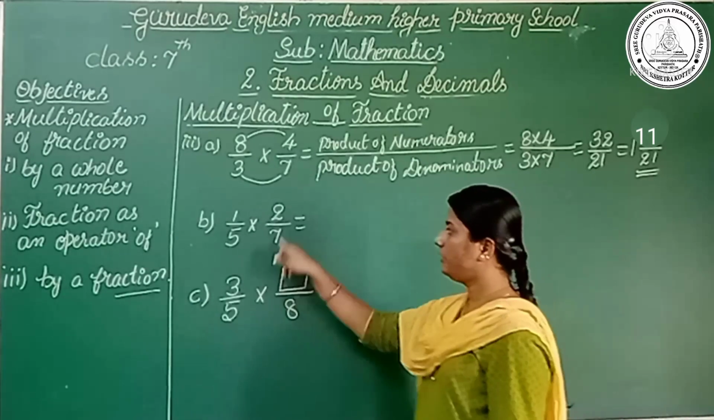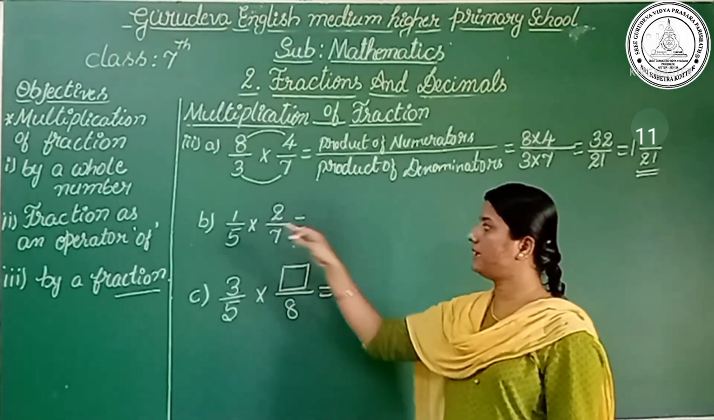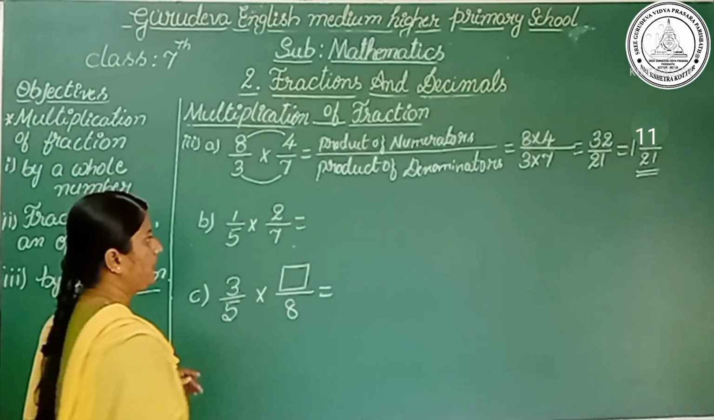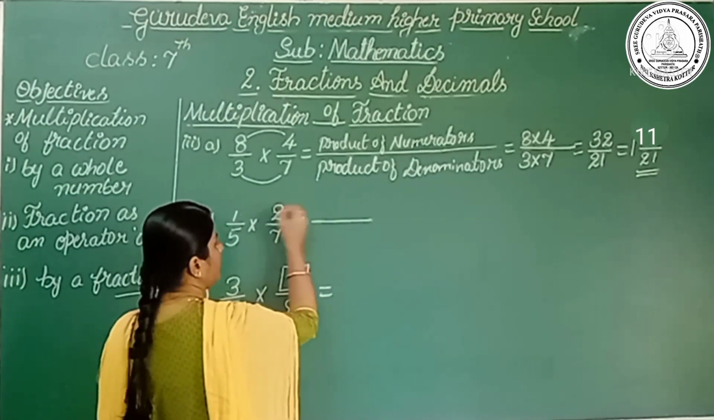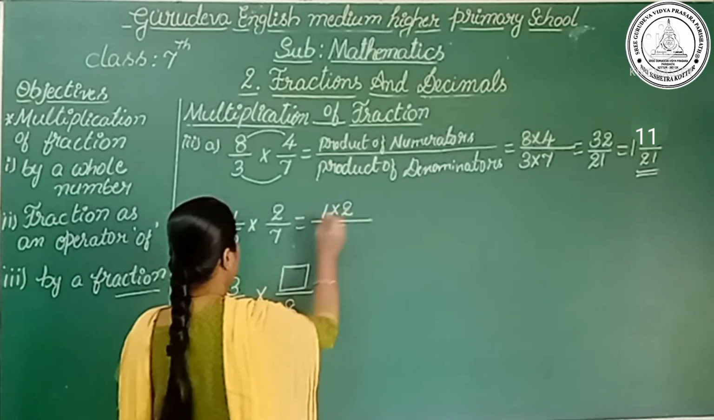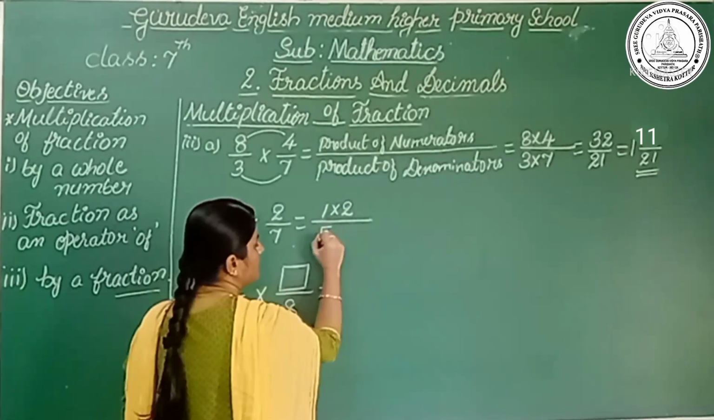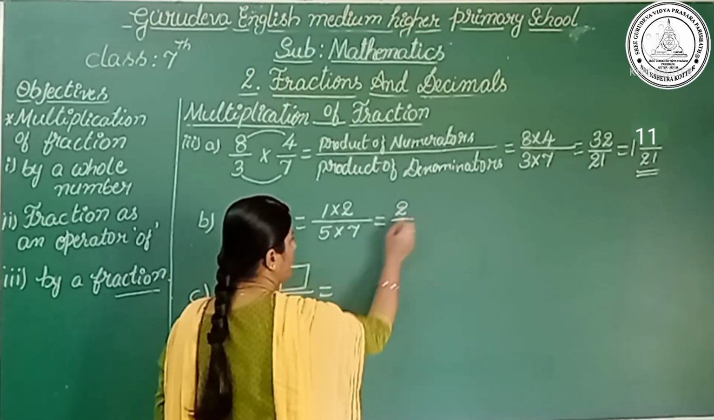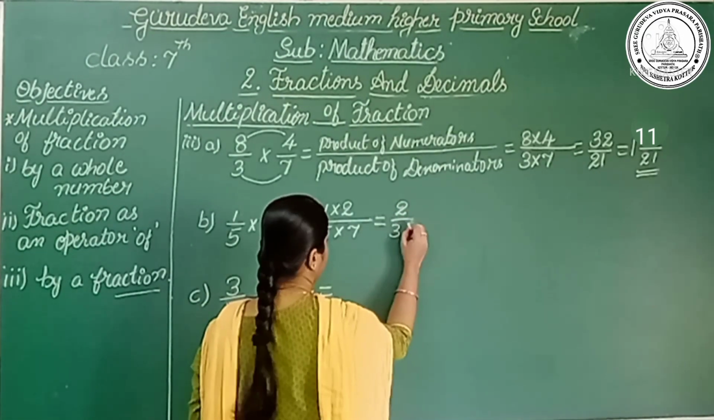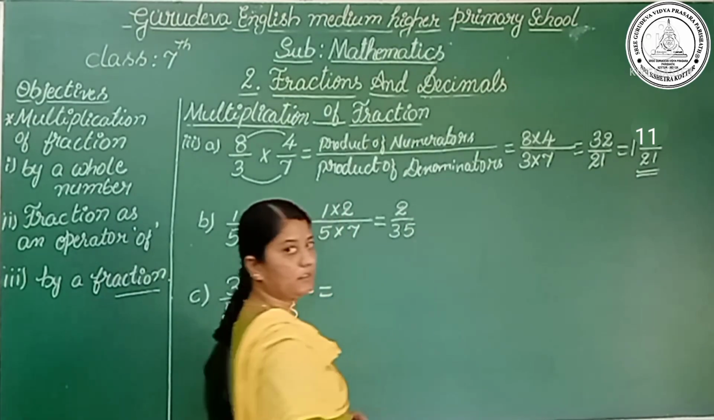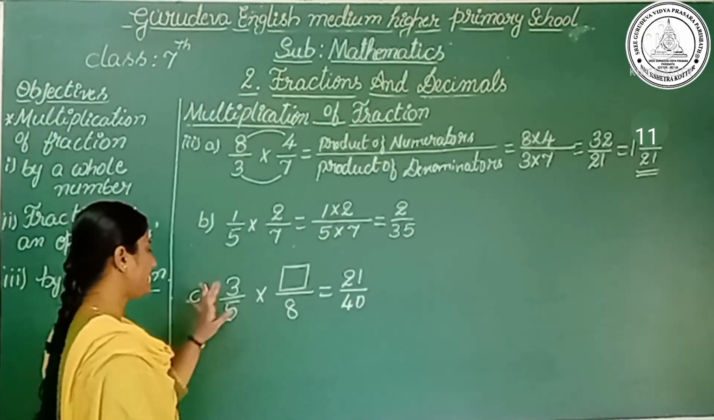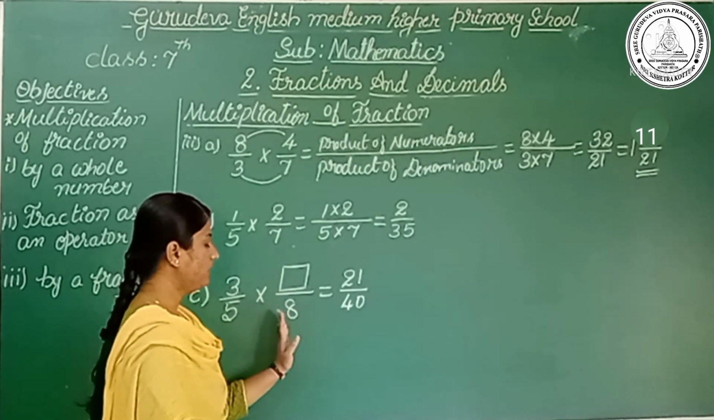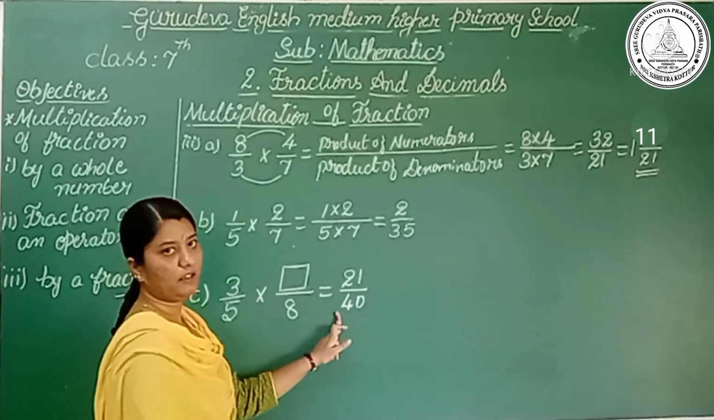So 1 by 5 into 2 by 7. So first multiply the numerators by the numerators and the denominators by the denominators, which is equal to 1 into 2 divided by 5 into 7, which is equal to 1 twos are 2, 5 sevens are 35. Okay, the third one is 3 by 5 into a box. The numerator is not given and the denominator is given, and the product is 21 divided by 40.